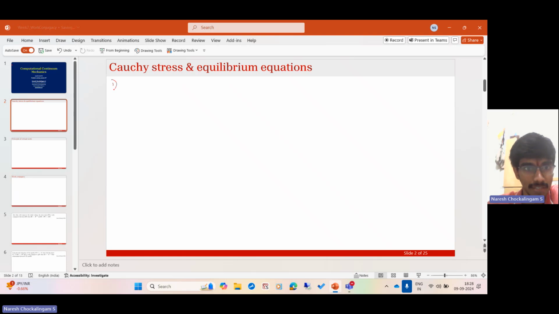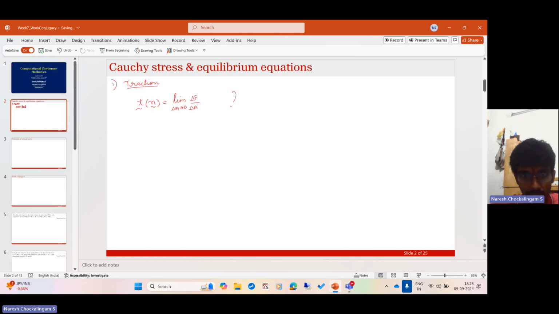So the first concept is that of traction. By definition, traction at a point on a plane with a given normal n is defined as the limit of the ratio of the force to an elemental area as the elemental area shrinks to 0, shrinks to the point itself.